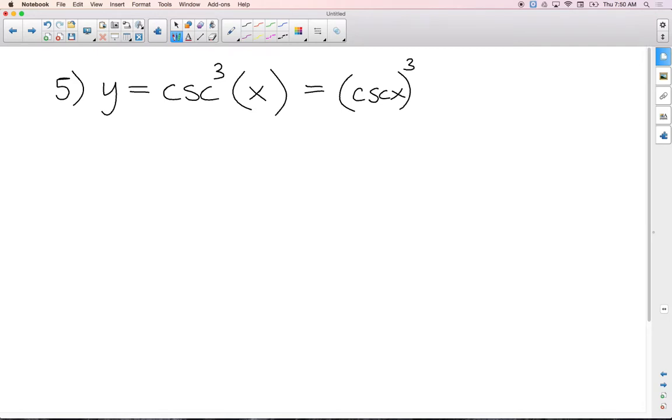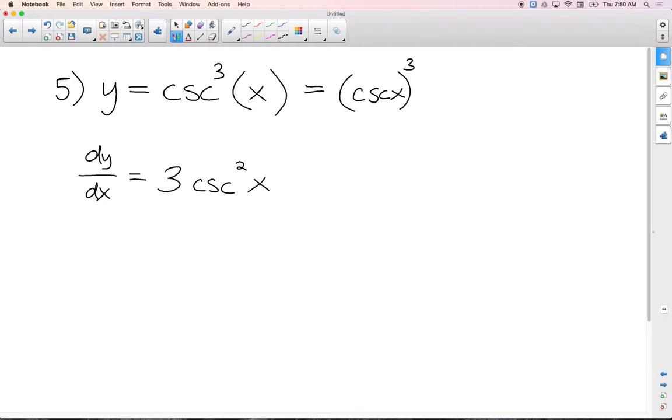So it'd be y prime or dy dx. I'll use dy dx. I get sick and tired of using y prime. I need to get you used to other notations. The power's the outside. So how would you apply a derivative to the third power? Simple power rule. So you're going to go 3 times cosecant to the what?